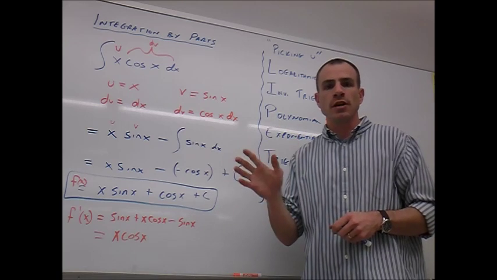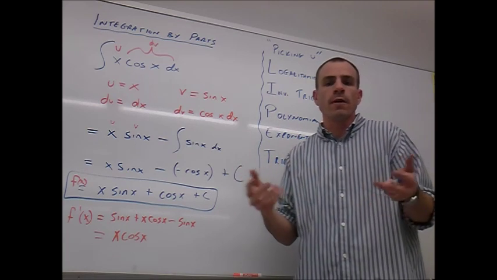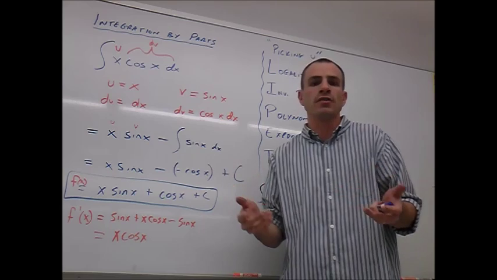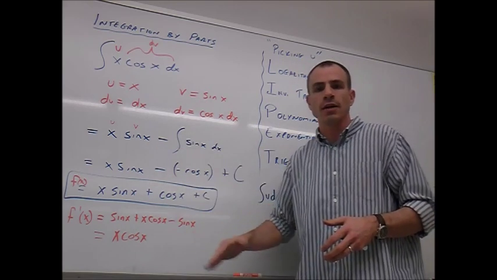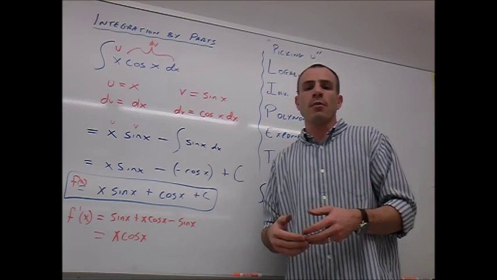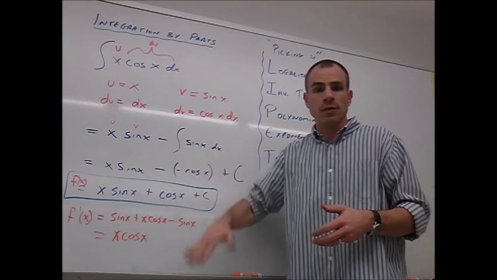Okay, so that's integration by parts. It's known as a first iteration, or a single iteration of integration by parts. In other words, we only have to do this once to get our answer. Next video, you're going to see how we have to do a second iteration to get our solution.